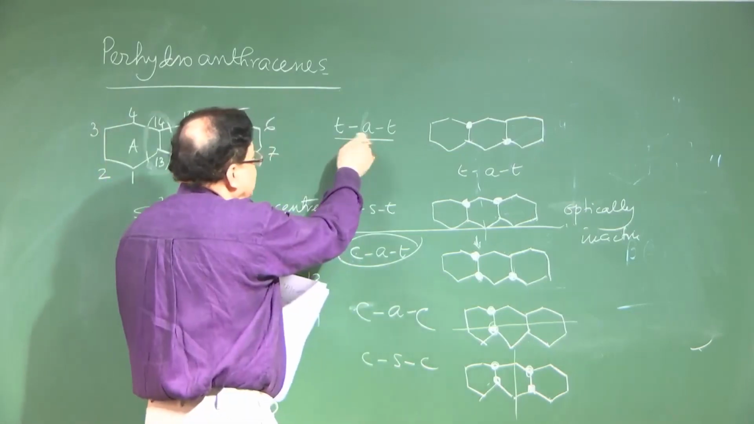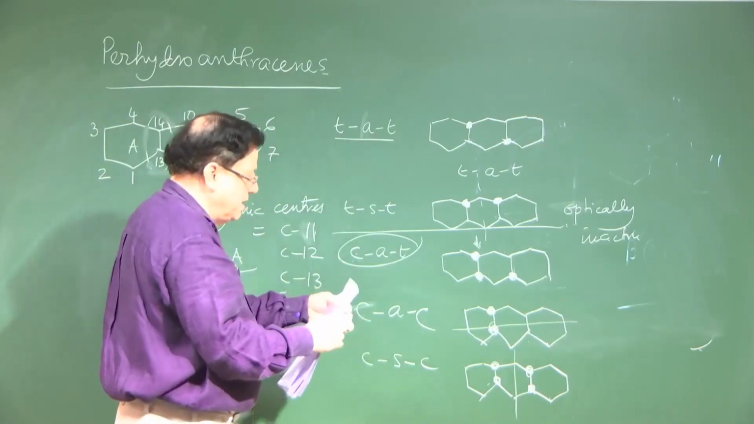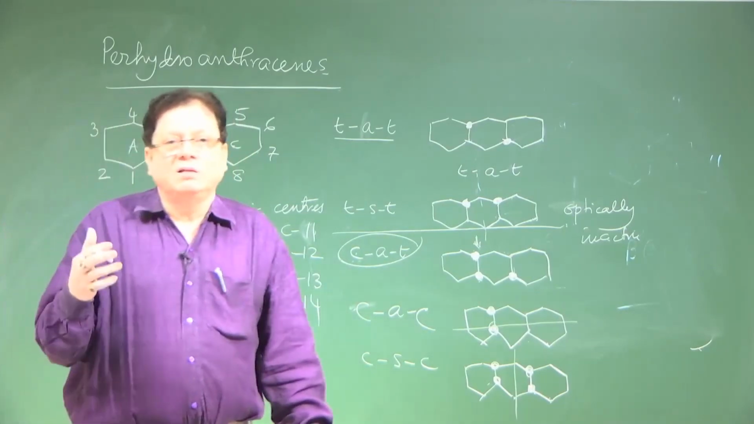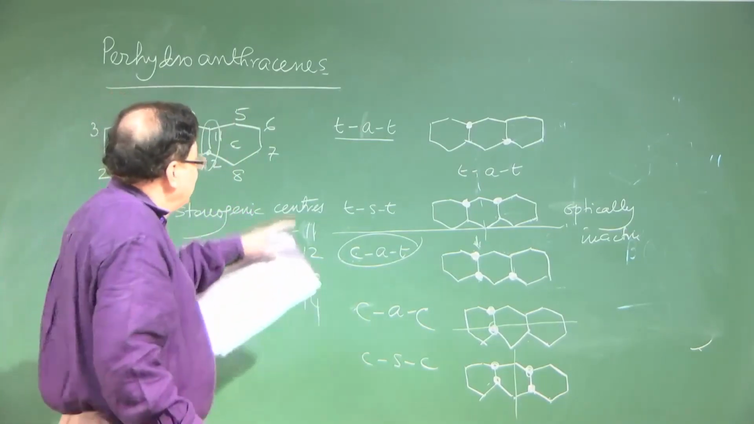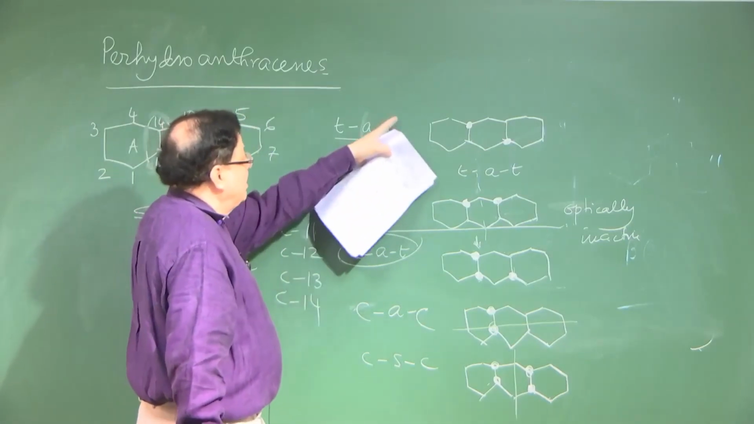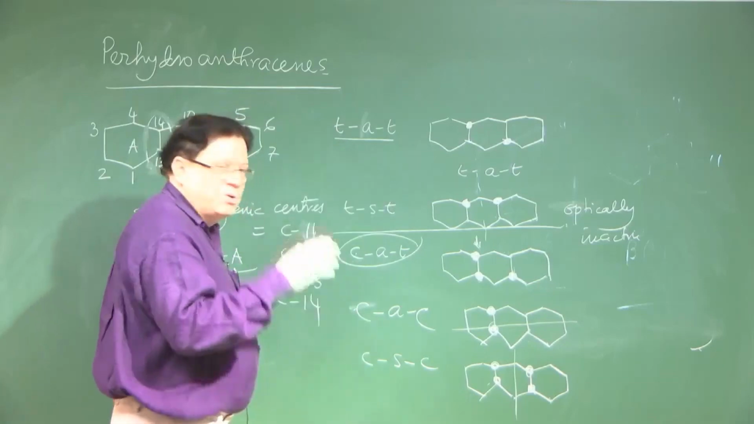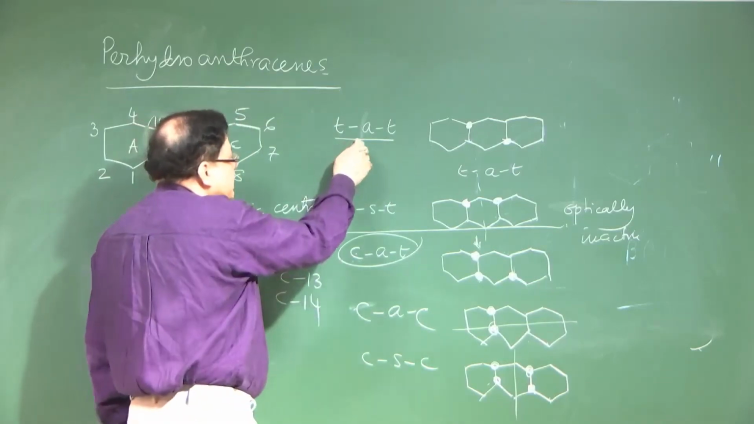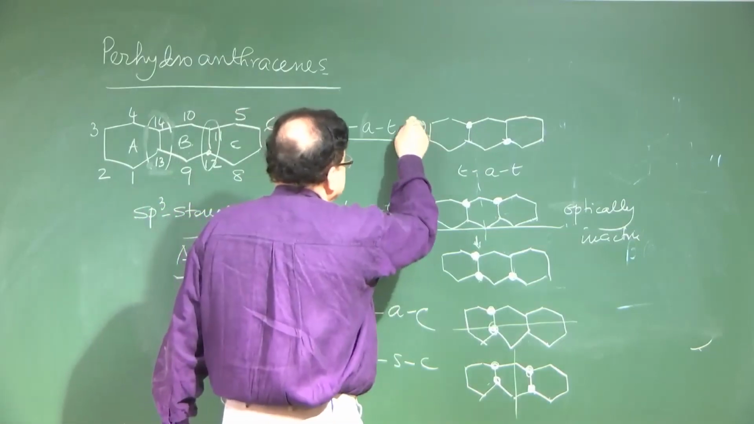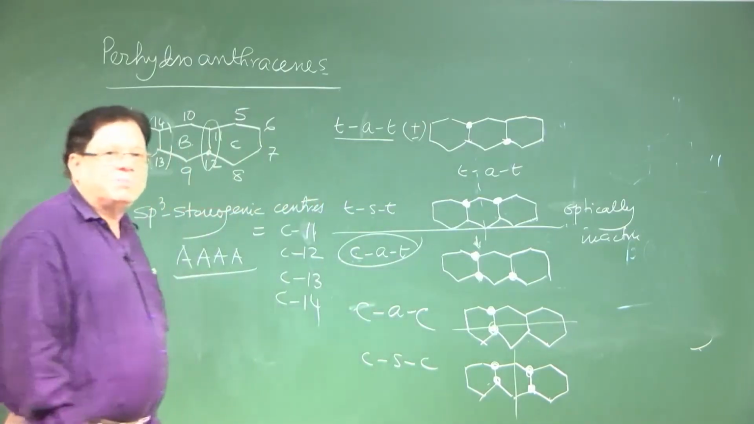TAT, that means here it is TT, you can call it also, actually it should be transoid and trans. So, that is TTT, but here we are not using the transoid word, we are using the anti word. So, that becomes TAT. So, TAT exists as a plus minus form, as you can see that there is no plane of symmetry possible here.